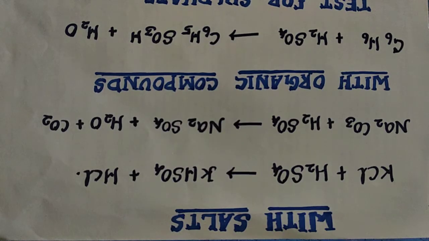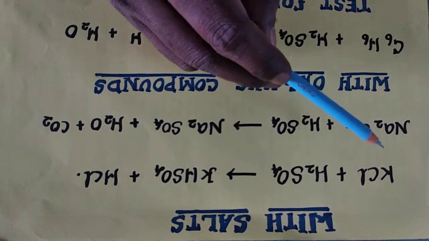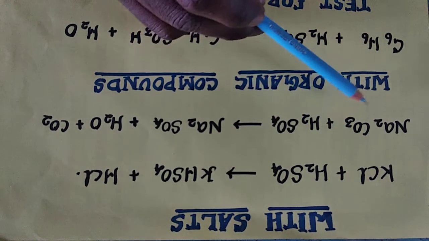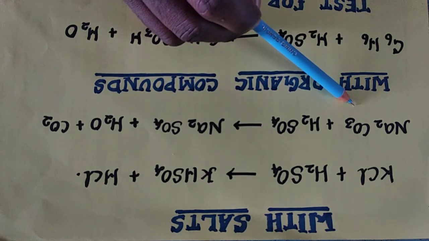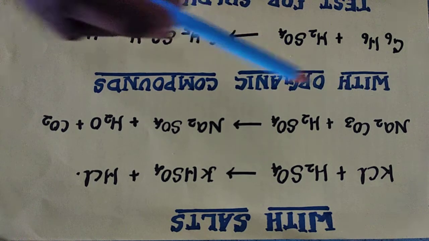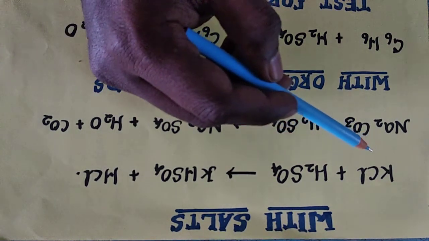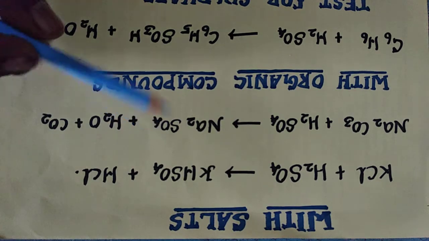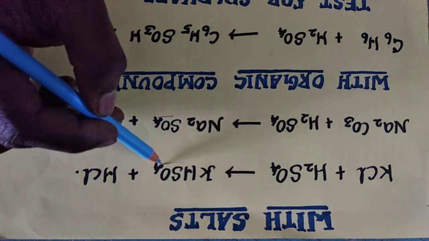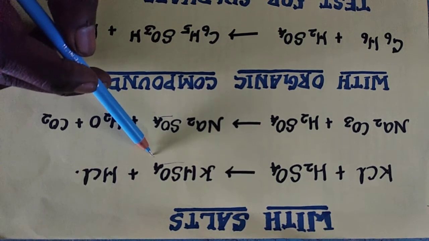The next chemical property of sulfuric acid is reaction with salts. We have taken two salts in this case. The first one is potassium chloride, the second one is sodium carbonate, KCl and Na2CO3. So simply we can say when sulfuric acid is allowed to react with salts, it results in the formation of sulfate and bisulfate. SO4 is sulfate and HSO4 is bisulfate.